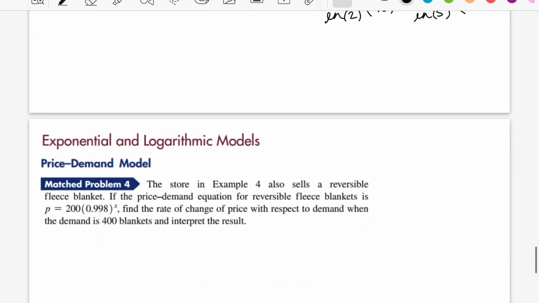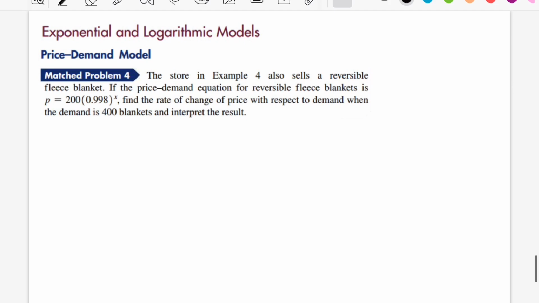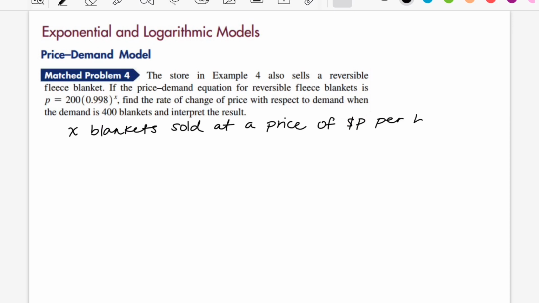Okay, so let's see how we can use this in some real world examples. We're going to look at a price demand model. And so we're told that the store in example 4, so just some store, you can look at the example in the book, sells reversible fleece blankets. And we're told that the price demand equation for a reversible fleece blanket is given by P here, for x blankets sold at a price of P dollars per blanket.